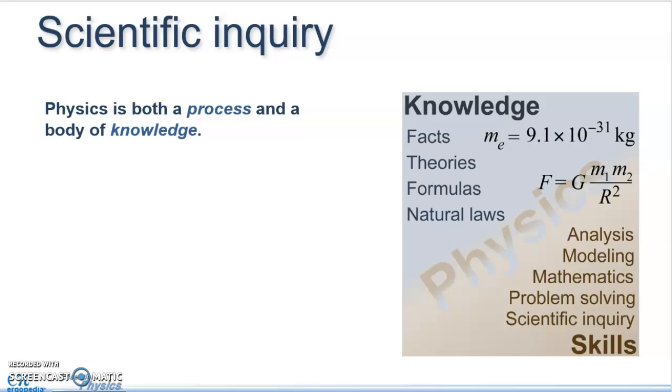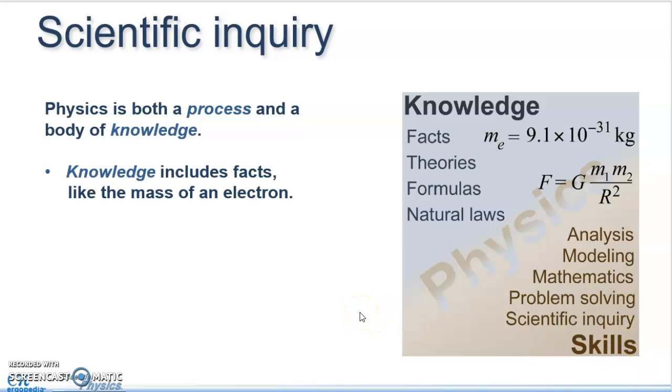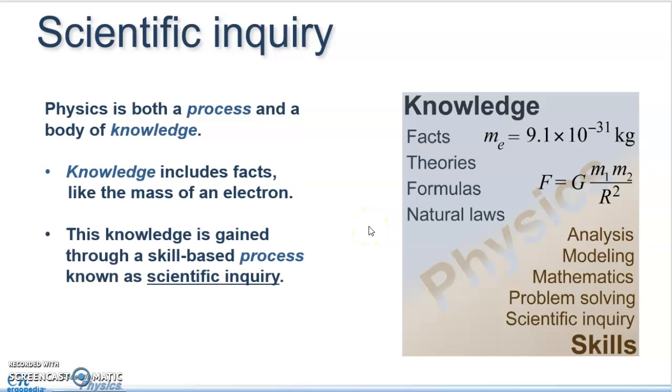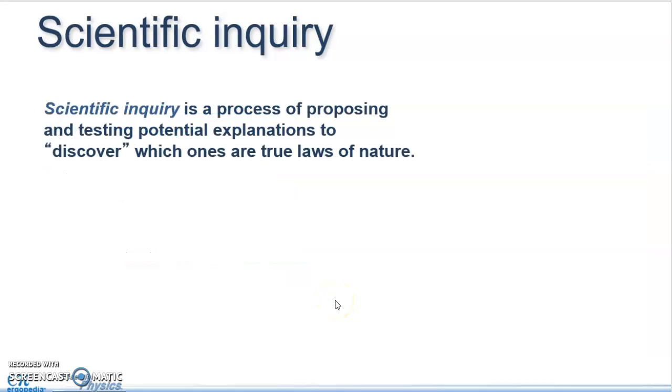All right, so there's both a process to physics and science in general, as well as a body of knowledge. You can look at the diagram here, and that does a nice job of showing you some contrast of those things. Knowledge includes facts and theories and formulas and natural laws, whereas there's also a skill set that goes along with physics where we analyze and model and use mathematics and problem solving and scientific inquiry to answer questions.